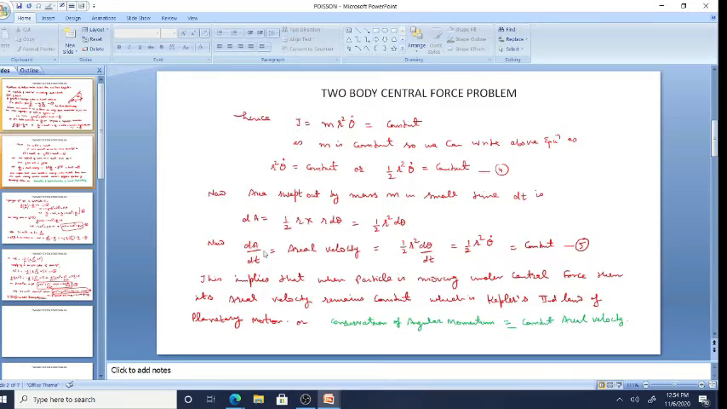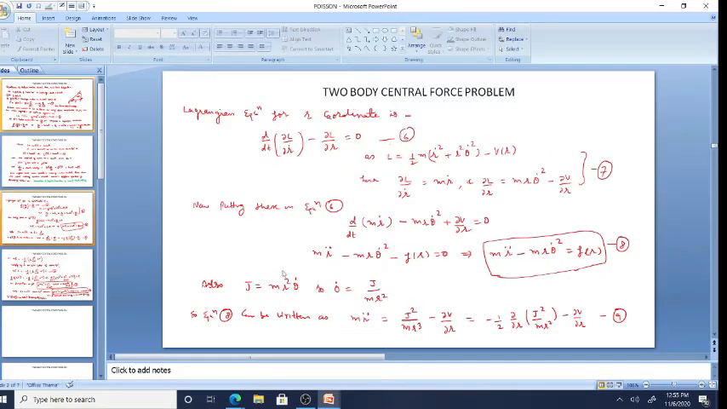Now we can find the areal velocity, so we will divide it by time, and it will be equal to 1 by 2 r square d theta upon dt. Then we will say that the areal velocity of the body will remain constant. This is Kepler's second law for planetary motion. Now we can write the Lagrangian in terms of the r coordinate.